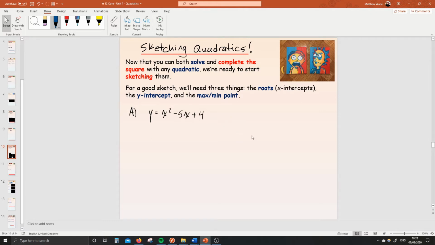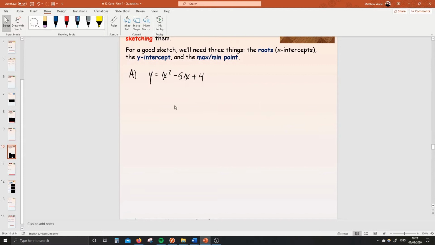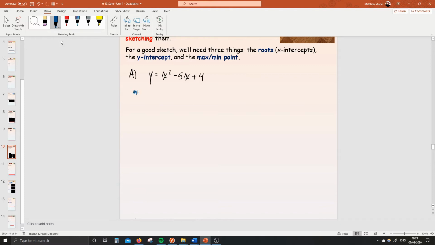So to start with, I'm going to start with the hardest thing first, because I like to do the hardest thing first for some reason. The one we're looking at has positive x squared as its lead term, its dominant term. That means it's going to be a U-shaped one, which bottoms out, which means what we're going to be finding is a minimum.